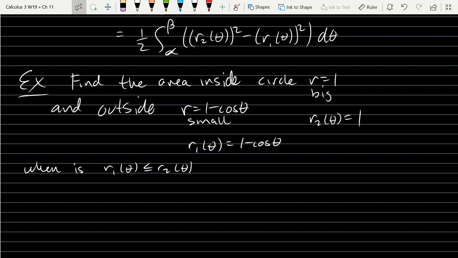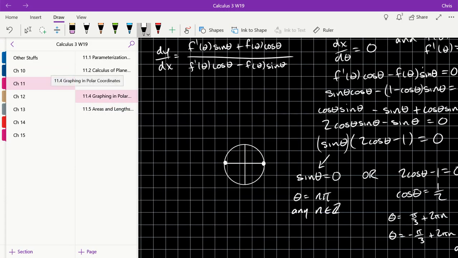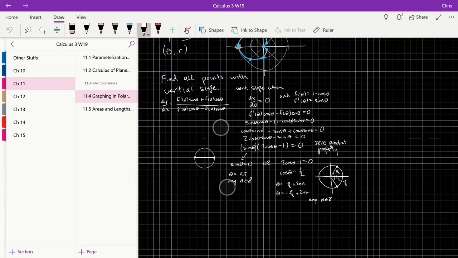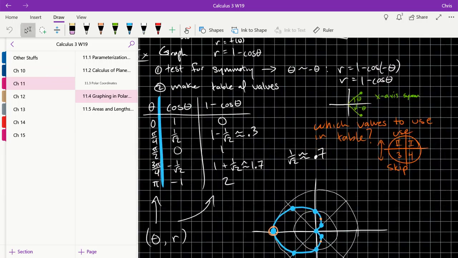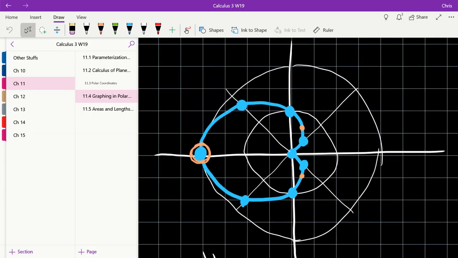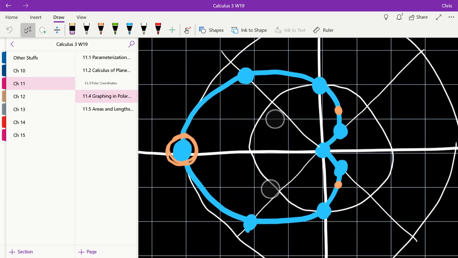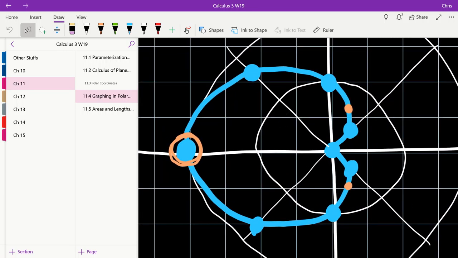So I'm going to draw a really quick graph. The reason I can draw a quick graph is because we just graphed 1 minus cos theta in the last section. So I'm going to run back to that section quickly, graphing in polar. Here's the 1 minus cos theta graph. I'm going to use this graph. And oh, look at that, we already have a circle of radius 1 inside. So we are inside the circle, outside the cardioid.